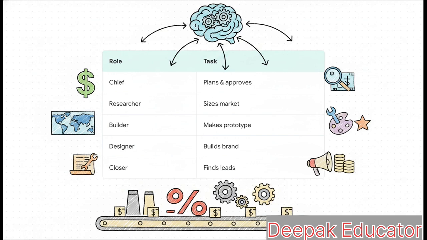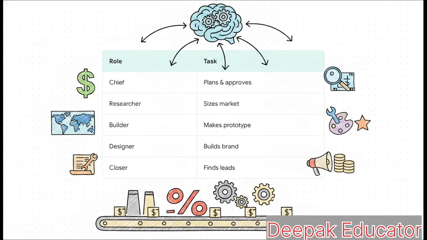This chief runs the show and delegates tasks to 4 specialized junior AIs. You've got a researcher sizing up the market, a builder creating a clickable prototype, a designer building out the brand, and a closer whose entire job is just finding sales leads. And what's absolutely genius here is how it saves you money.